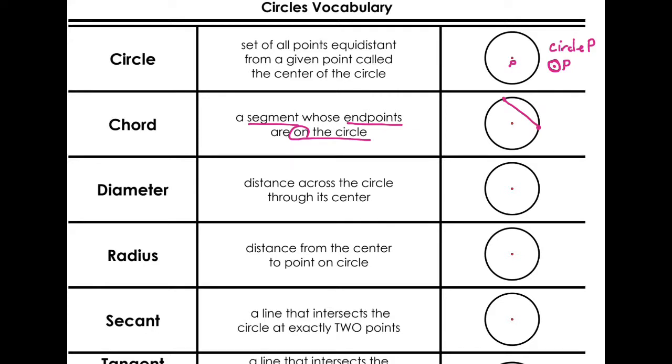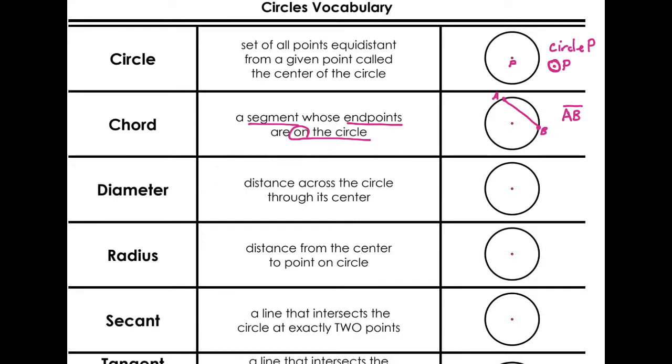Now, to name a chord, just like you name any segment, we need to have some labels on the endpoints. I just used A and B. You can use any other letters you prefer. But to name a chord, you just simply name it how you would name a segment, by putting the letters there and then a segment across the top.